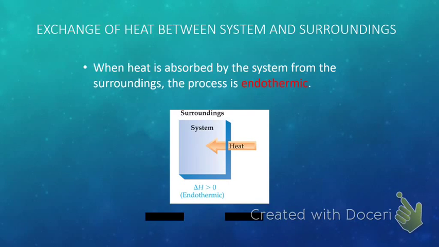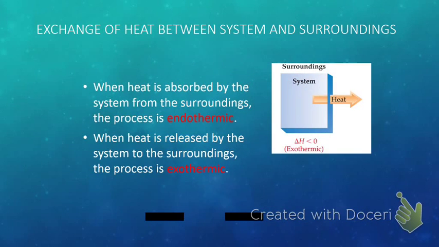So the delta H would be positive. It means it's endothermic. But there are also times whenever heat is released. And whenever the heat is released from the system to the surroundings, the delta H now would be negative. So the sign on delta H is a negative sign, and it's called an exothermic reaction.